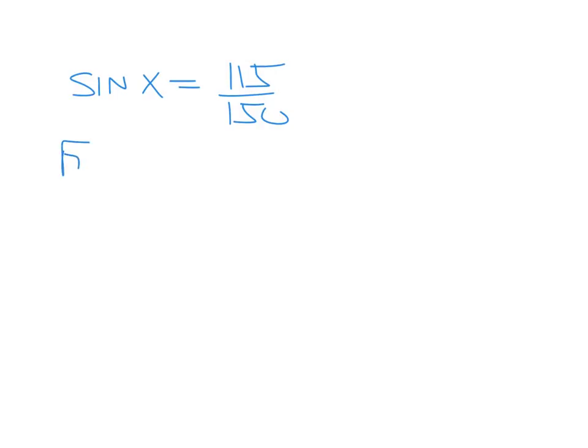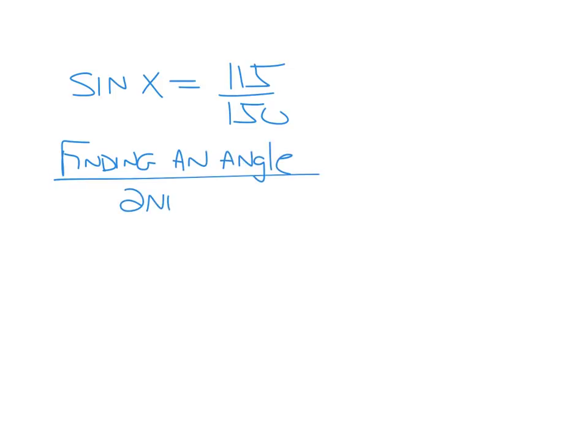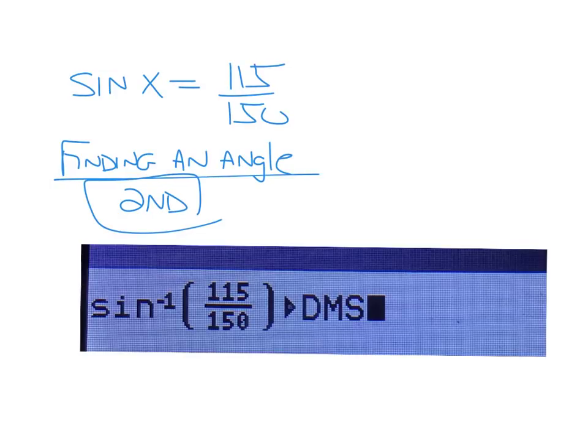I'm finding an angle, which means I'm going to be pushing buttons to get my solution. And remember, when you're finding an angle, you always press the second button first. So here's what your calculator should look like. Remember, you press the second button first. Anytime you're finding an angle, you should see this -1, this inverse sine notation. Make sure you enter your fraction and then close the parentheses. And then anytime you're finding an angle, you always must DMS your answer, degrees, minutes, and seconds.